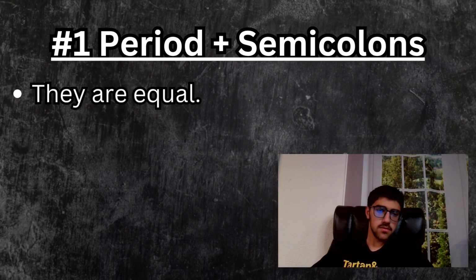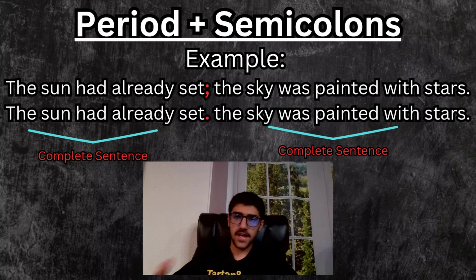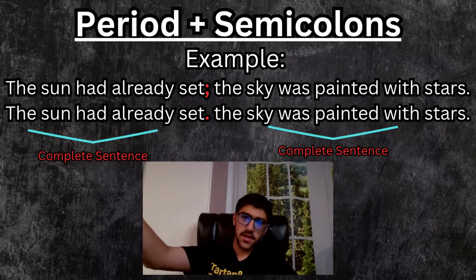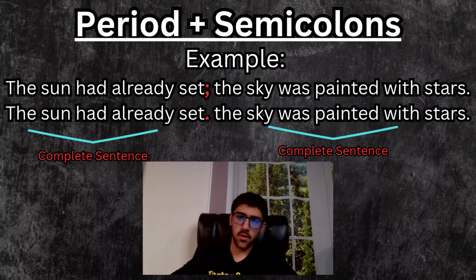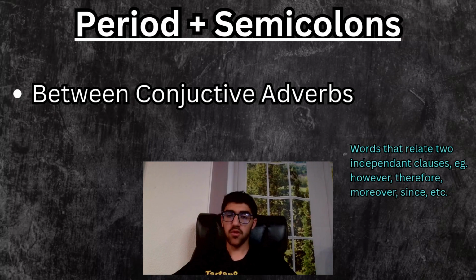Both of them are used between two complete sentences. So, for example, the sun had already set, the sky was painted with stars. You could put a period, or you could say the sun had already set, semicolon, the sky was painted with stars. It can also be used with conjunctive adverbs, which are words like however, therefore, moreover, which connect two sentences.